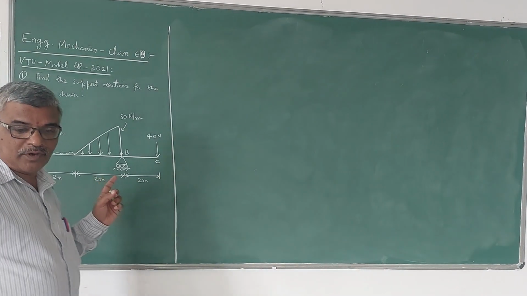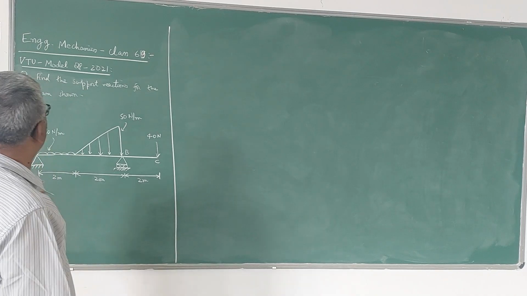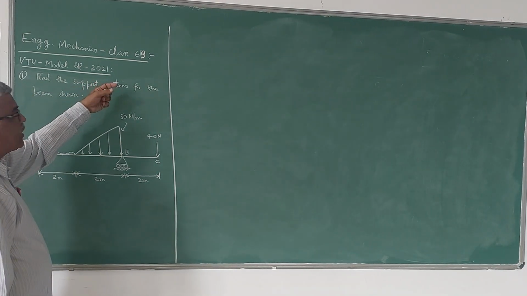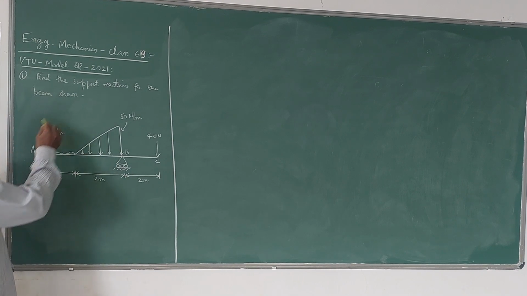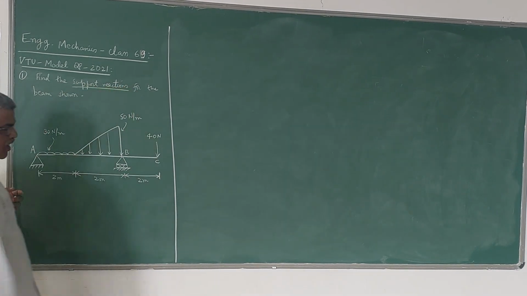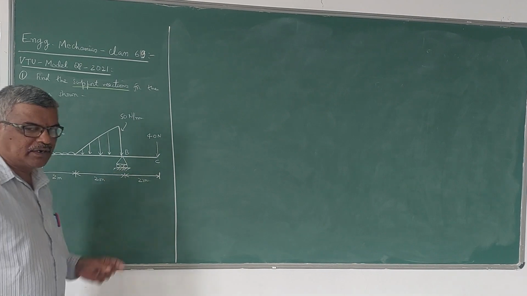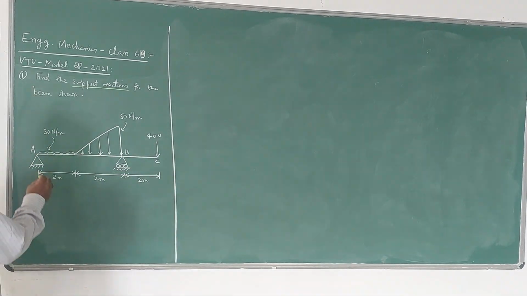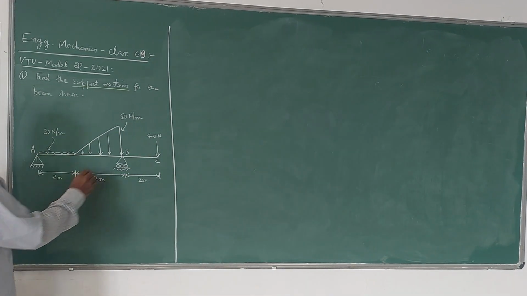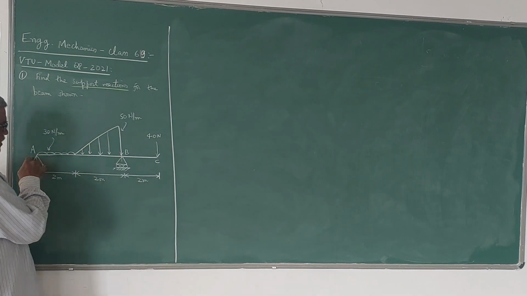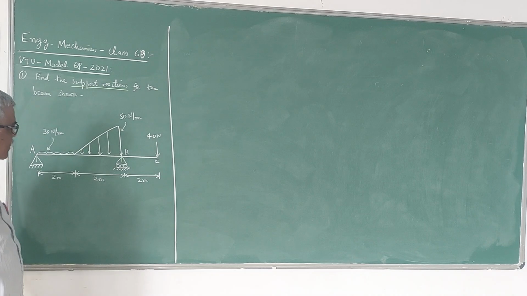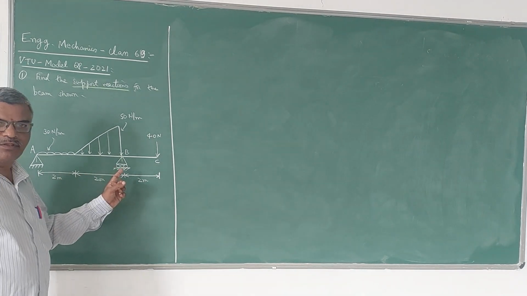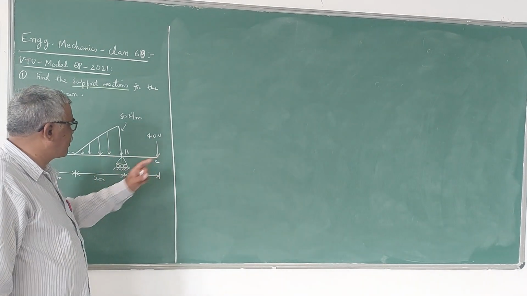Let us solve one or two problems of VTU Model QP for 2021. The first problem is: find the support reactions for the beam shown in the figure. So this is the beam given. Here you can see that one support is a hinge, another support is a roller. A is a hinge, B is a roller, and BC is the overhanging portion. So it is a simply supported beam with one side overhang.